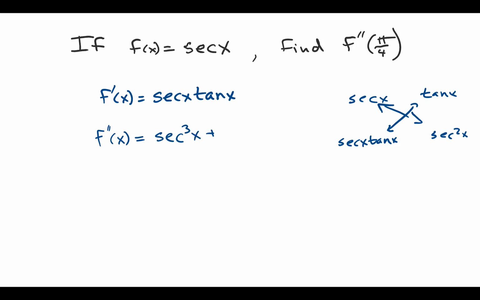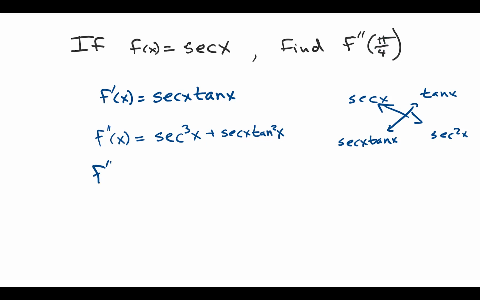Plus, now we got secant of x, tangent of x times tangent. So that's what? Secant of x, tangent squared of x. Oh, hallelujah. We found our second derivative. Everybody's happy. But now we got to take that pi over 4. We got to plug it in for all of our x values, huh? Because that's what we're looking for. That's why we went to the second derivative.